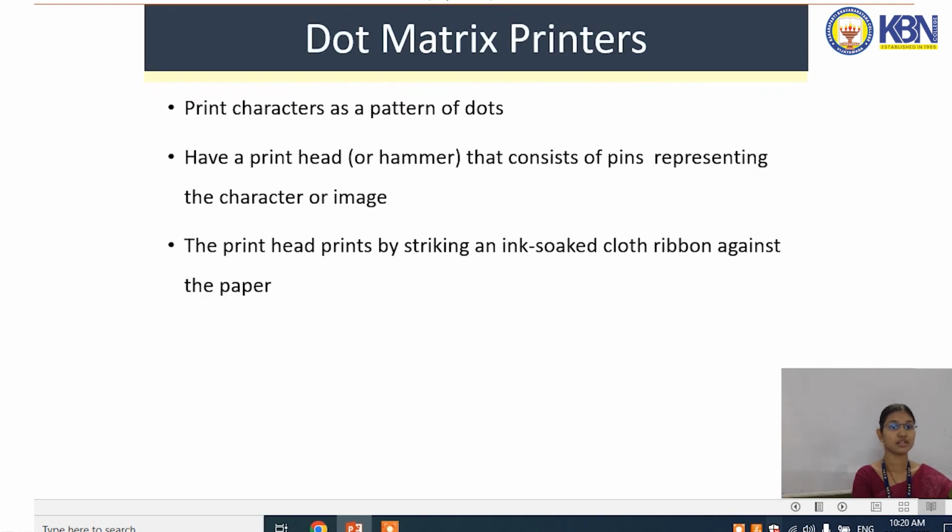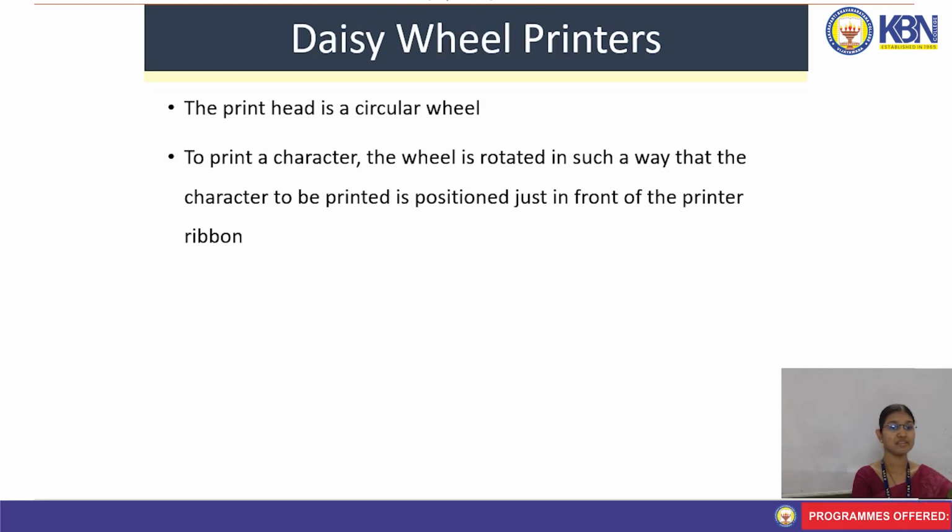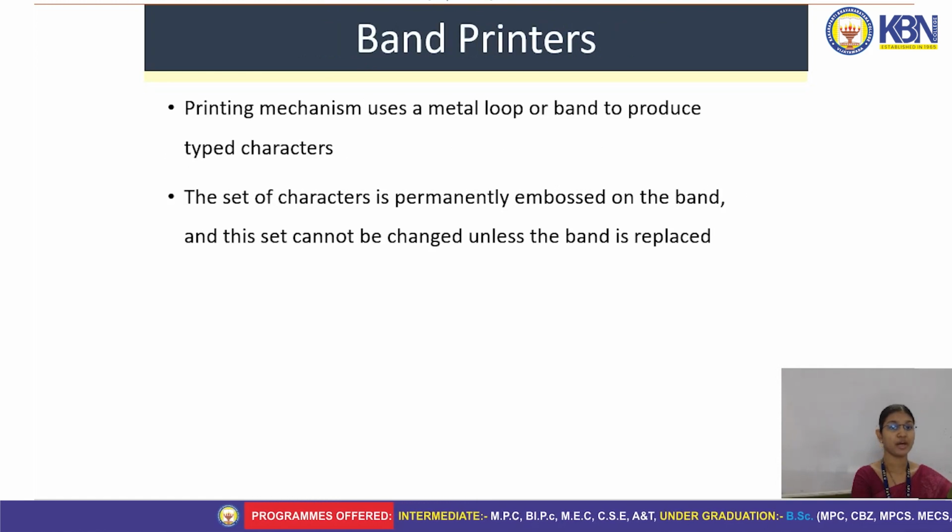Coming to the dot matrix printer. It prints characters as a pattern of dots. Whatever data you give, it will be printed as dots with the help of pins. The print head prints by striking a soaked cloth ribbon against the paper. Daisy wheel printer. When you give the data, it prints using a circular wheel. The wheel is rotated in such a way that the character to be printed is positioned just in front of the printer.